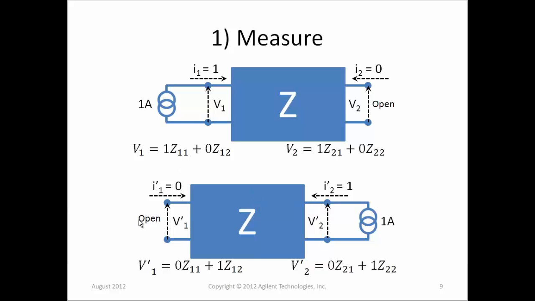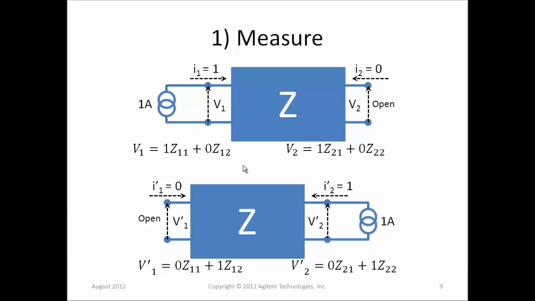I need a new setup to measure the other two of the four parameters. And as you might guess, I now leave port 1 open and put the 1 amp current source on port 2. That sets my currents to the opposite arrangement as previously. It zeroes out Z11 and Z21 and lets me determine Z22 and Z12. Just by simply measuring these two voltages again, I can get at the Z parameters.